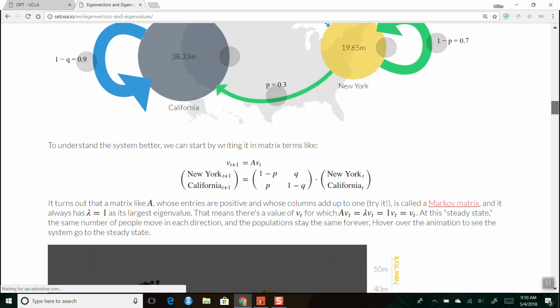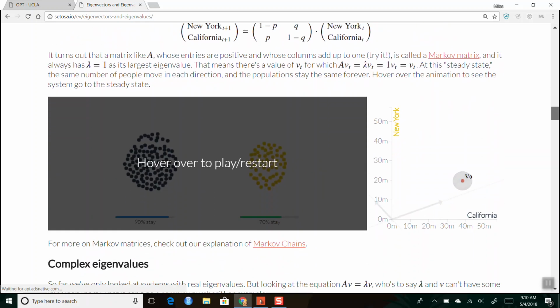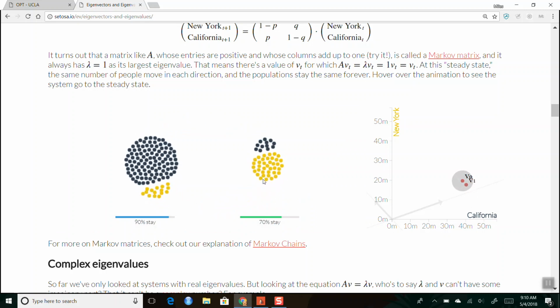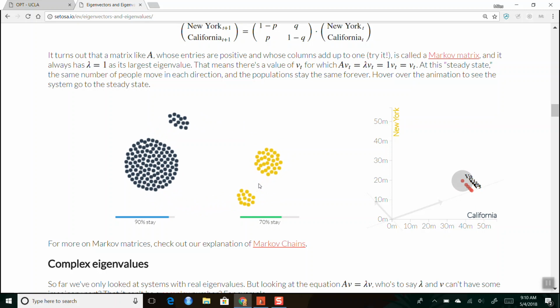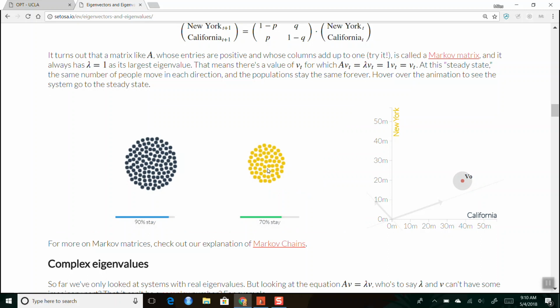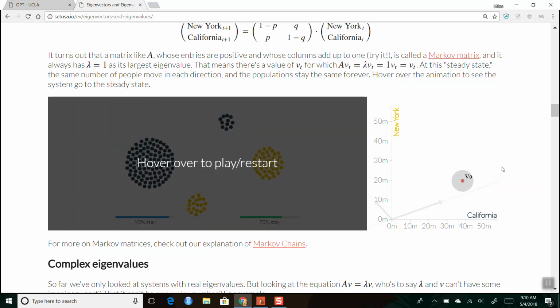What you will see here is these dots represent people in California and New York, and at each cycle you will see 10% of the dots in California, represented in blue on the left, go to New York, and 30% of the dots in New York move to California. It's hard to see right now, but as this cycle continues, it eventually reaches a state of equilibrium where the number of dots going from California to New York equals the number of dots coming from New York to California.